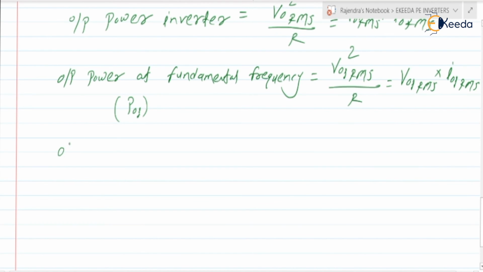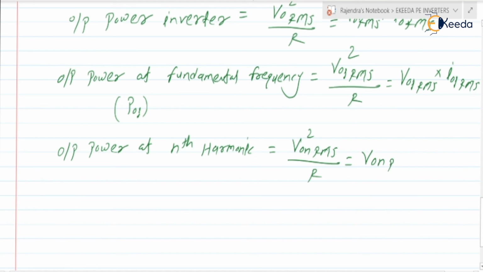Similarly, in general, we can write the output power at the nth harmonic, or the output power of the nth harmonic, as V0n RMS square divided by R, which is equal to V0n RMS into I0n RMS. In this way we can write. Output power at the nth harmonic or output power of the nth harmonic are both valid statements.